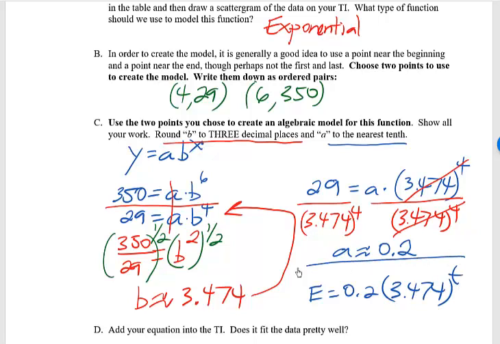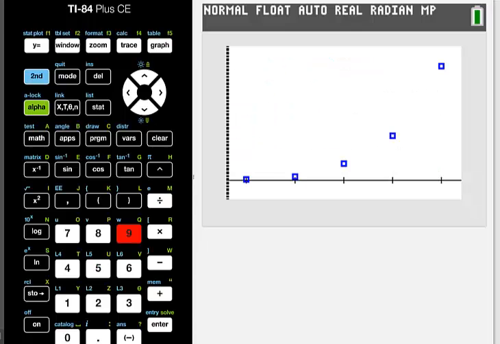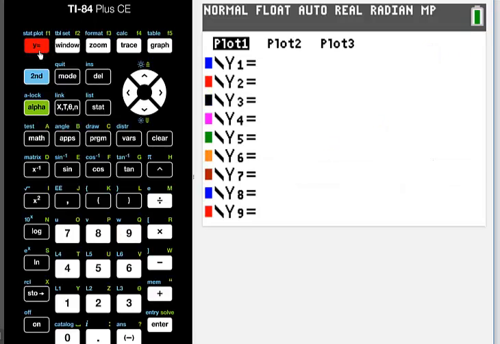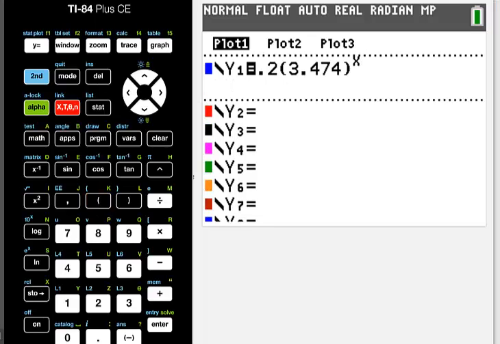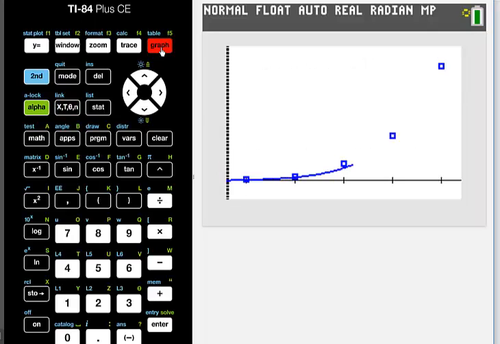Let's go ahead and try it in the TI and see how it looks. I need to go to the y equals and add that equation in. I'll have to use x in place of the t. And then I hit graph. And let's see what we got here.